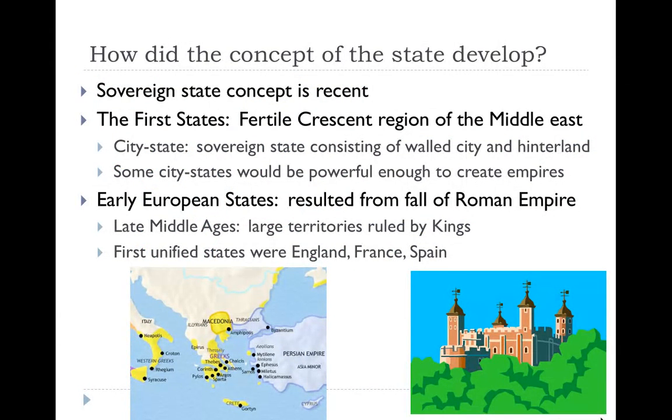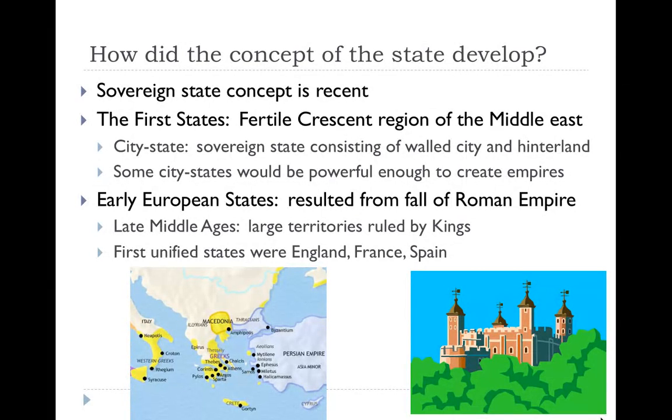So how did the concept of the state develop in general? If we go back, we have to go back historically here and look at this. A sovereign state is kind of a new concept. Prior to having a state or a country as we know it, we have all kinds of different levels of statehood here. So if we go back to the first states that ever were established, we go all the way back to what they call the Fertile Crescent region of the Middle East, which is basically Mesopotamia. And so city-states started to pop up there, these small cities that eventually became sovereign political states of their own. They had a walled-in city. They had a hinterland around the city that people lived in as well, and they were part of that city-state.